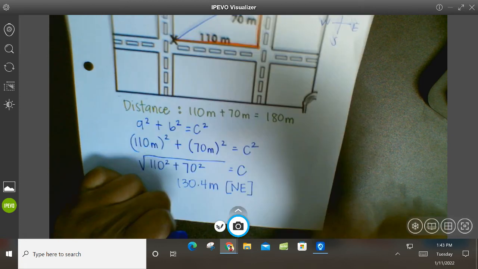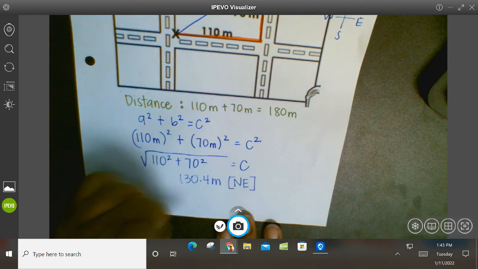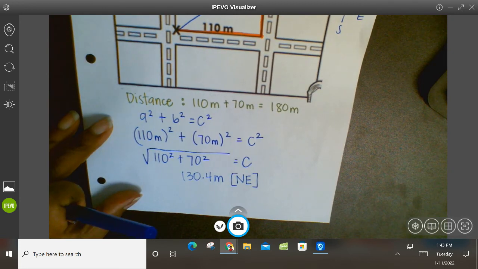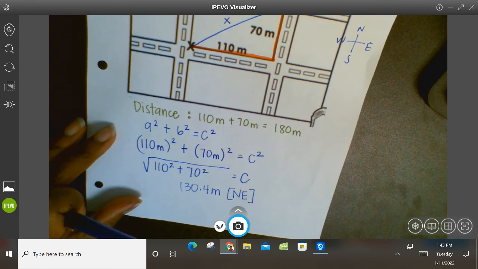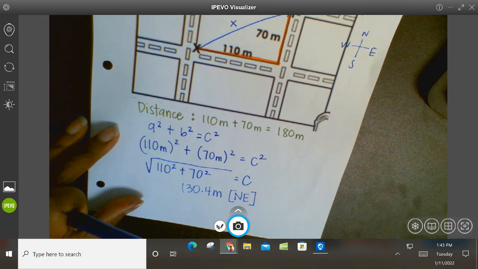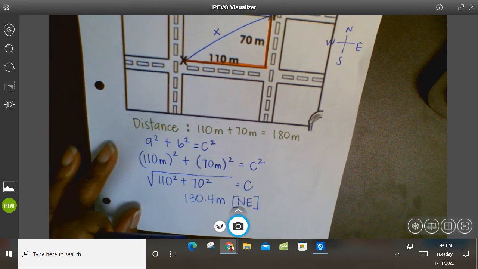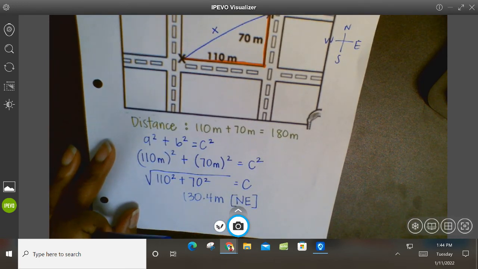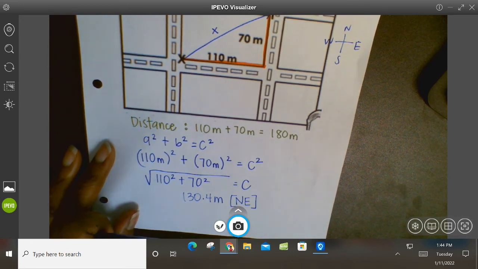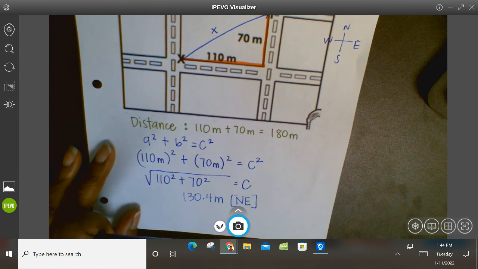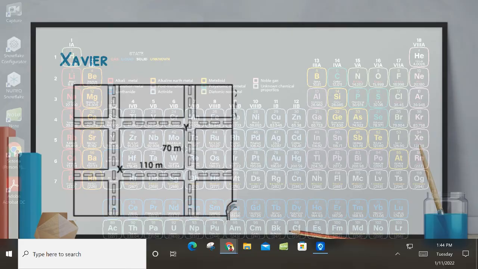Y'all just work the displacement problem. I put them on YouTube. All right. Not every single displacement problem requires the Pythagorean theorem. Okay? So let's look at our second set of problems, or our second problem, I should say, that's on the slideshow.